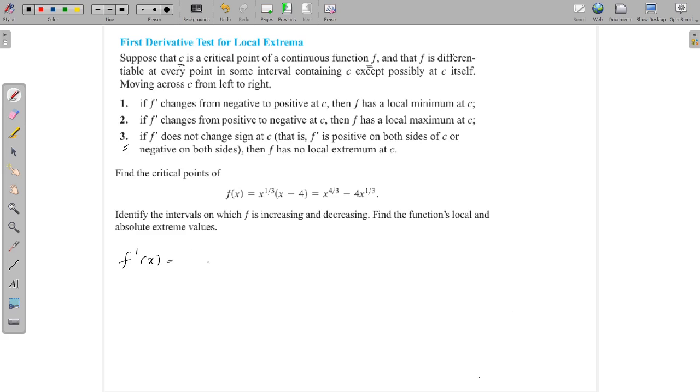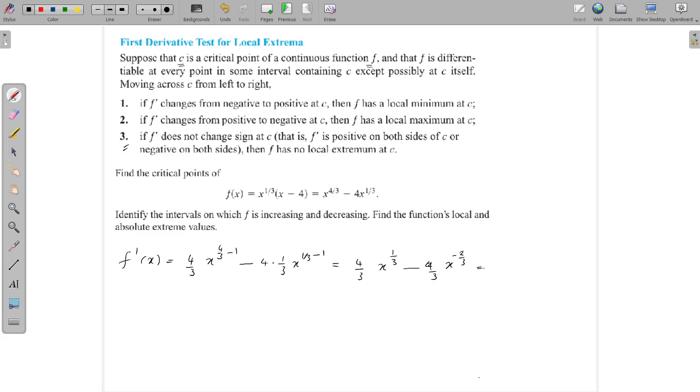What is f dash x? F dash x is 4 by 3 x raised to 4 by 3 minus 1, minus 4 times 1 by 3 x raised to 1 by 3 minus 1. So that is equal to 4 by 3 x to the power 1 by 3, that is 4 by 3 minus 1, that is 1 by 3, minus 4 by 3 times again x to the power minus 2 by 3, that is 1 by 3 minus 1, that is 2 by 3.